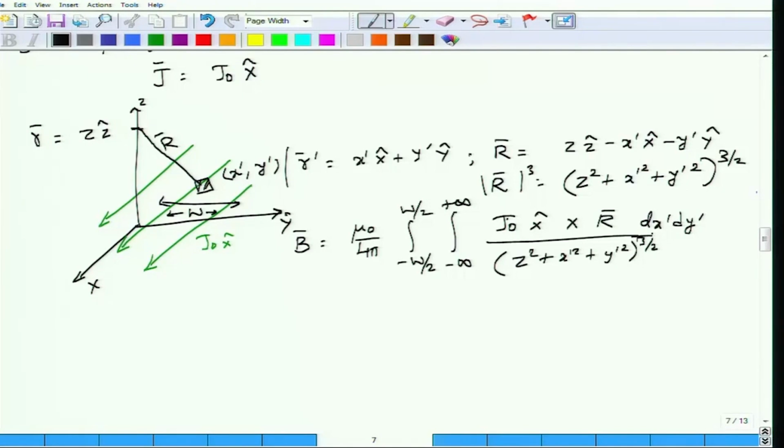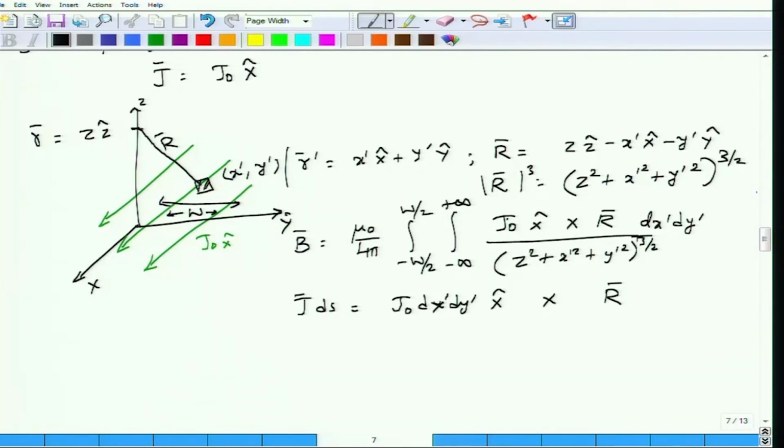I hope this integral is alright with you, because the current density J ds is actually given by J0 dx prime dy prime. This is the surface element and it would be pointing in the direction of x, because J is pointing in the direction of x. This is getting a cross product with the vector that joins the source and the field points. This is the numerator in the integrand, and I hope that you can identify that one clearly.